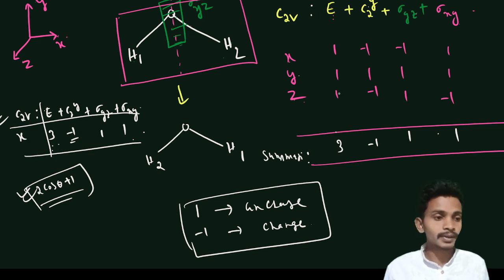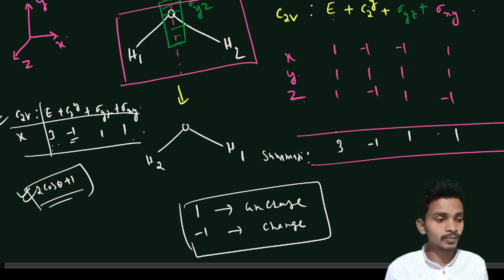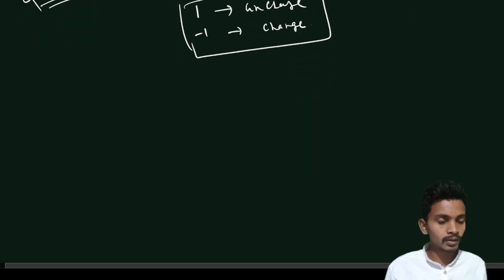Okay, this way, or we can do by using xyz, and if E, then no axis is changed, that's why this is 3. If C2y, then y will not change, these are changing, that's why this is -1, this is 1, like that also you can do. So this is the reducible representations. This is the reducible representations on the basis of x, y and z axis. Okay, so I can do here.